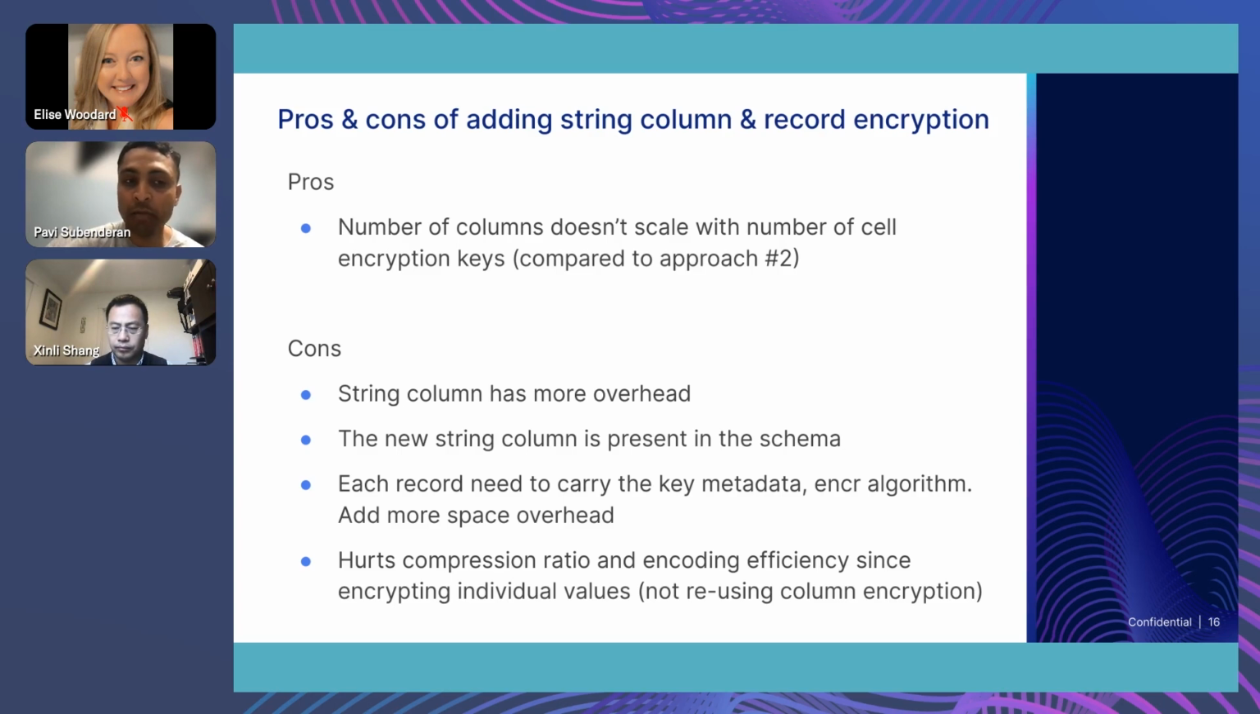Unlike in option two, where it can be stored in the column metadata, here each cell needs to carry its key metadata and encryption info because each cell might be encrypted with a different key. This adds a lot of space overhead. And lastly, it hurts our compression ratio and encoding efficiency, because we're encrypting individual values, which makes it harder to encode and have good compression after.